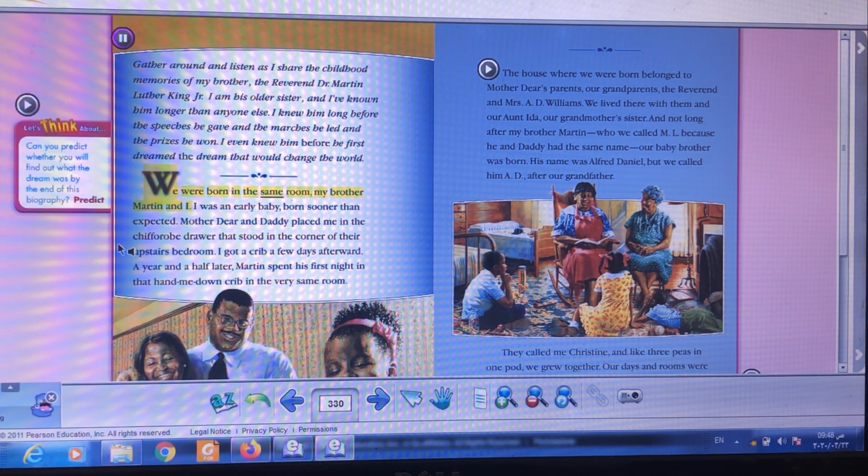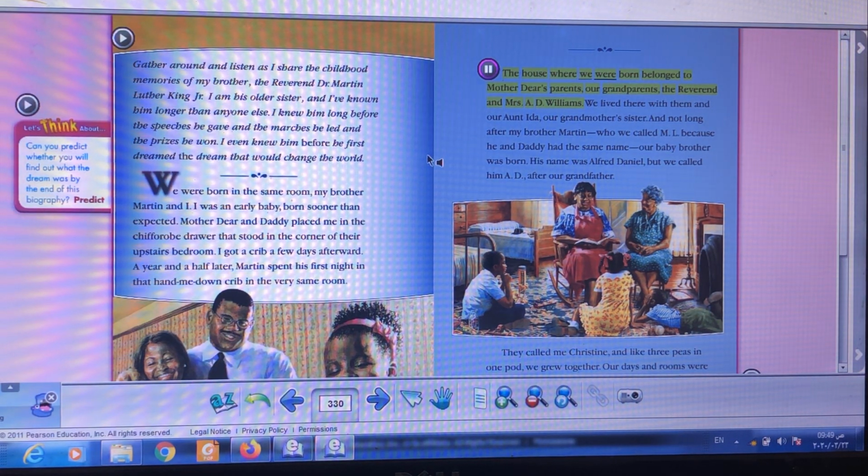We were born in the same room, my brother Martin and I. I was an early baby, born sooner than expected. Mother Dear and Daddy placed me in the chiffon drawer that stood in the corner of their upstairs bedroom. I got a crib a few days afterward. A year and a half later, Martin spent his first night in that hand-me-down crib in the very same room.